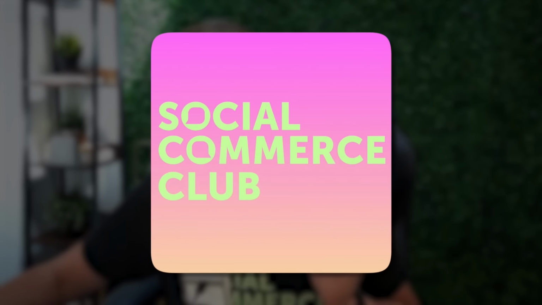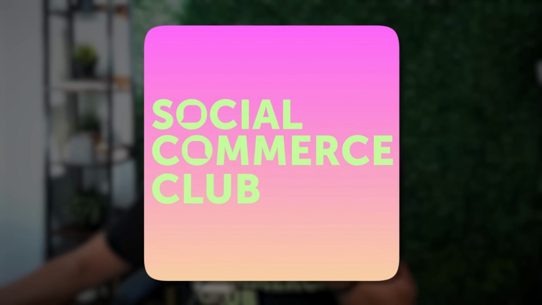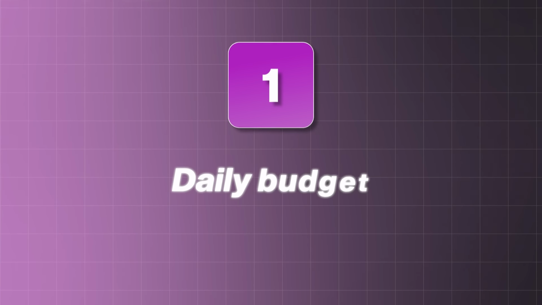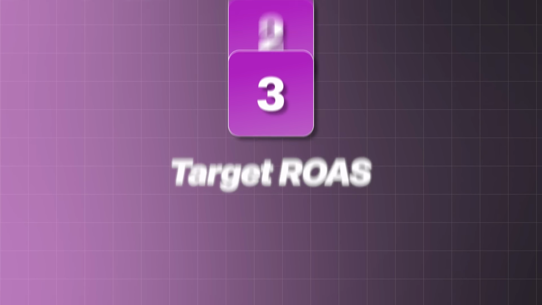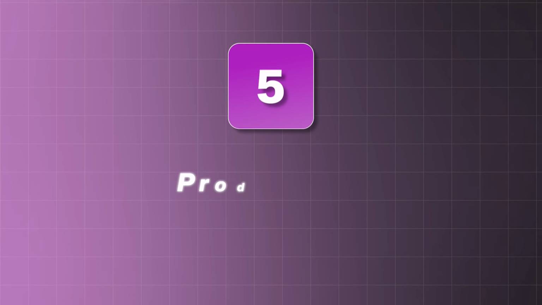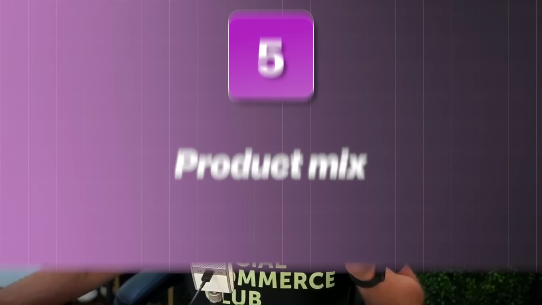So you can test this for yourself. Don't just believe me. You can also test this for yourself. But we have done extensive testing at Social Commerce Club when it comes to this. So remember these 5 levers: budget, your target return on ad spend, your creative volume, your sources of creative, and your product mix. These are the 5 big levers that you have for your brand.